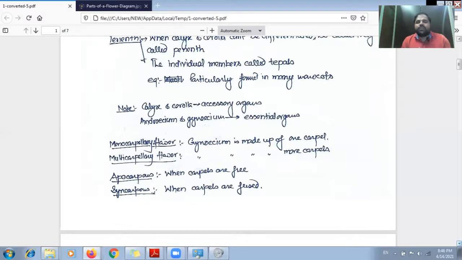Now, on the basis of fusion or freeness of carpels, again the flower can be divided into two categories: apocarpous and syncarpous.